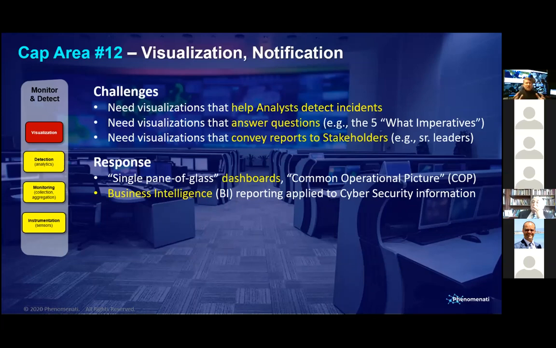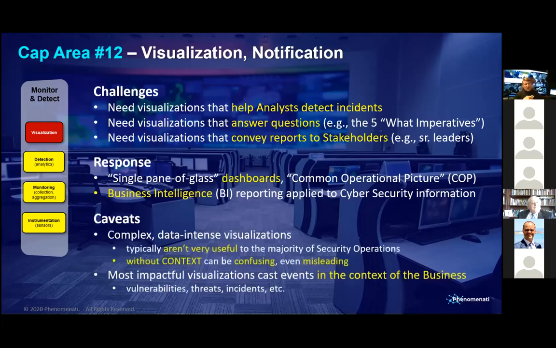And they're trying to build things like a single pane of glass. My first response to them is to answer what question? We're not putting data on the wall for the sake of decorating the wall. We're trying to answer questions. We'll cover that. Caveats here are complexity is not your friend.